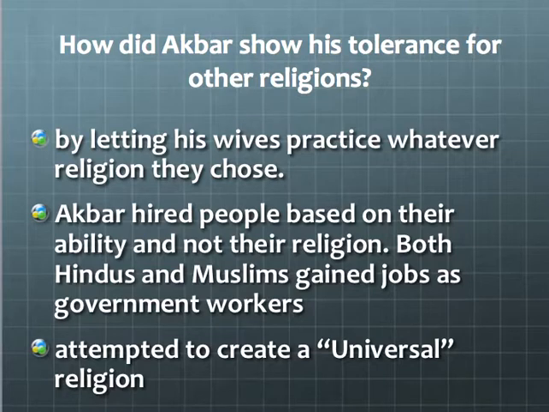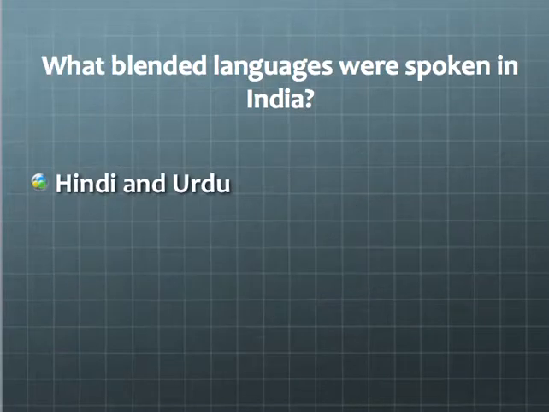He let his wives practice whatever religion they chose. He had several of them, and they could be Hindu or Islamic or whatever they wanted. He also hired people based on their ability, not their religion. He hired both Hindus and Muslims to important government jobs. He also attempted to create a universal religion that blended the two, which did not work out because those two things are not compatible.